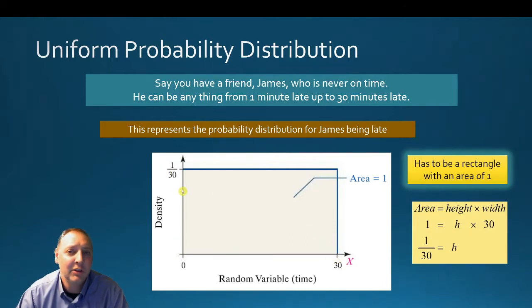And then the height was unknown, but we do know that the whole area has to equal 1. So we plug in 1 for the area, we have our unknown height to solve for, and then we have the width of our experiment. Solving for the variable h, we do get the result we see here of 1/30th for the height of this rectangle, representing the uniform distribution for James being late.